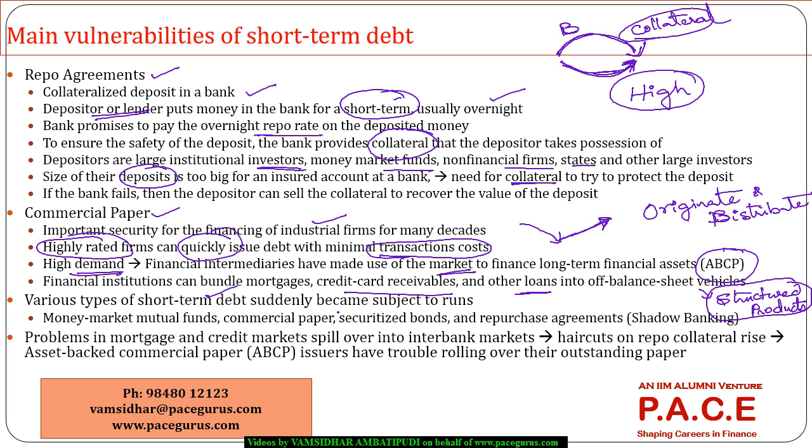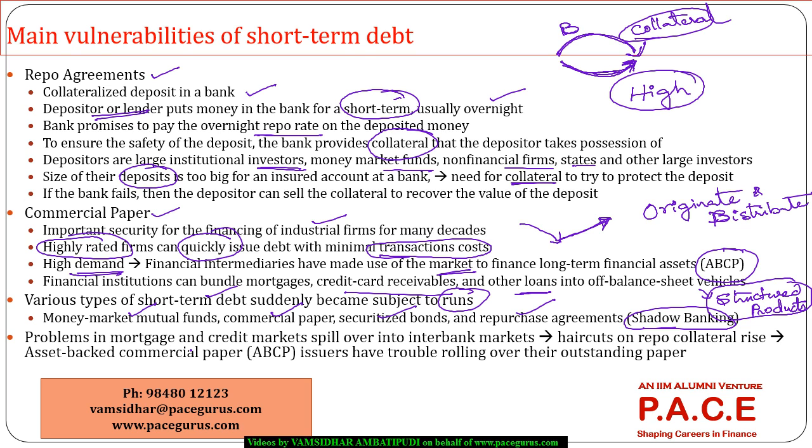Various types of short-term debt, you find that during the crisis, they were all subjected to runs. All those investors who had invested heavily in these short-term commercial papers, especially the money market mutual funds, who are among the major investors in all these short-term instruments, they all came out as alternative sources of short-term debt: commercial paper, securitized bonds, repos. So this is what we call the shadow banking world.